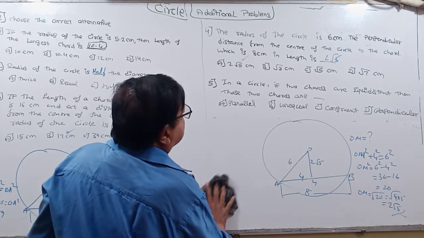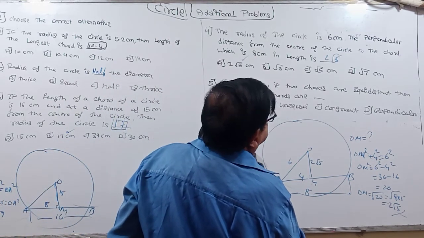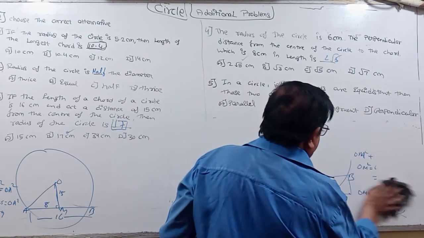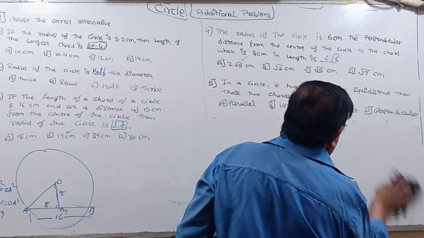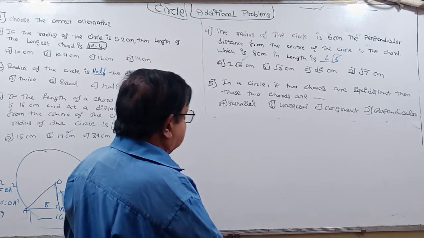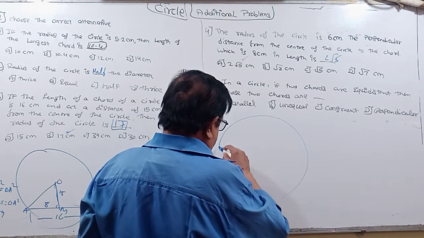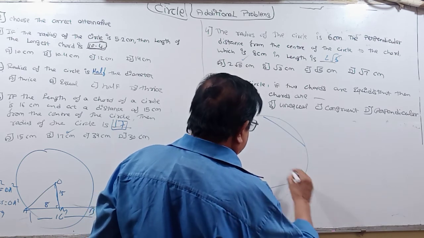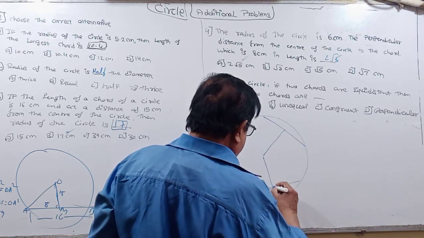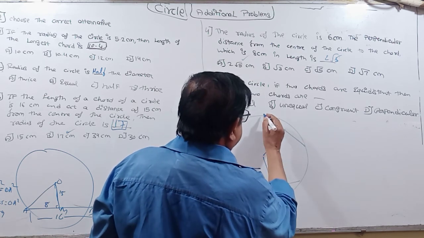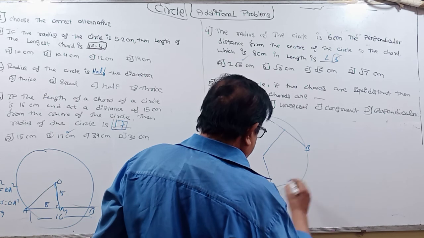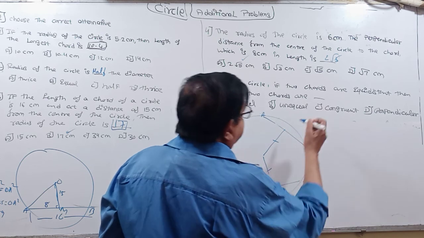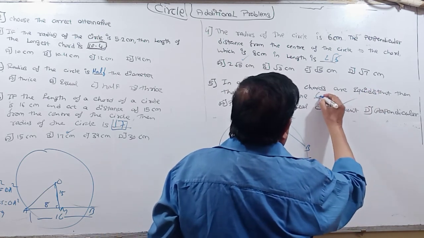In a circle, if two chords are equidistant from the center, then these two chords are what? One chord here and another chord here. If their distance is the same, then the chords are congruent. This is the theorem which is coming very soon. So the theorem says that if the distances are equal, then the chords are congruent. Answer is C, congruent.